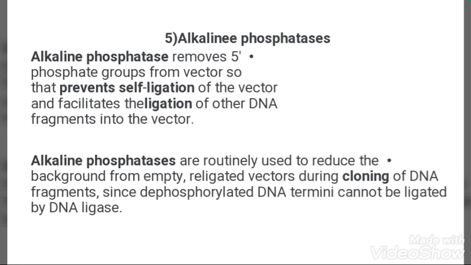So the fifth one, alkaline phosphatase, is also an enzyme used in rDNA technology, and it acts on the vector so that it prevents self-ligation. The most important thing is that alkaline phosphatase prevents the self-ligation of the vector and facilitates the ligation of the DNA fragments into the vector. This is the main objective of alkaline phosphatase. So this one also we are using as a tool.